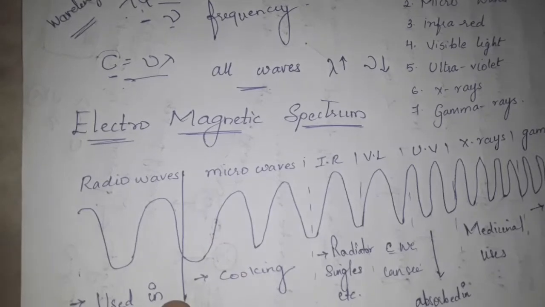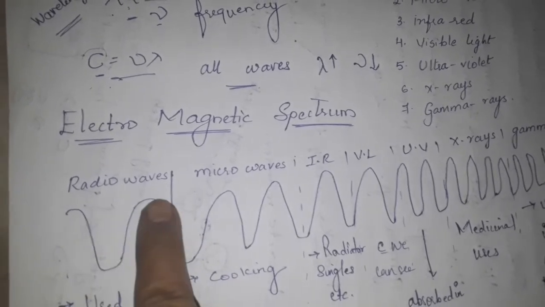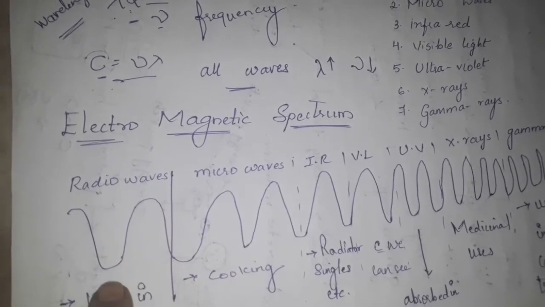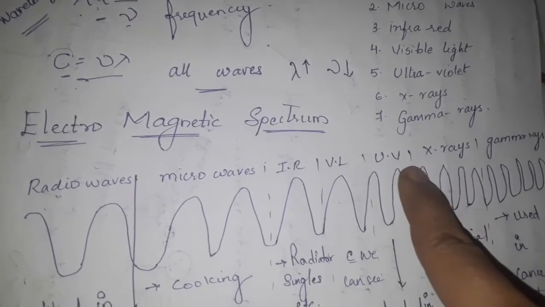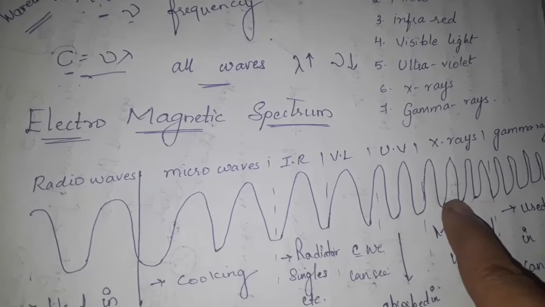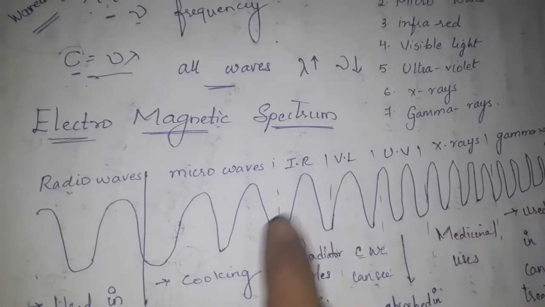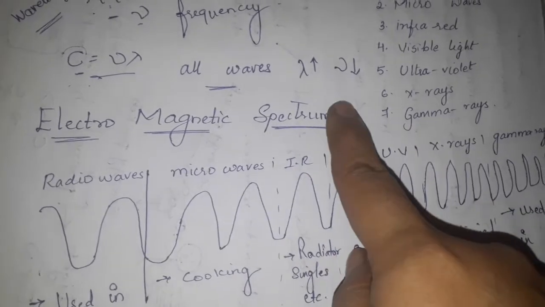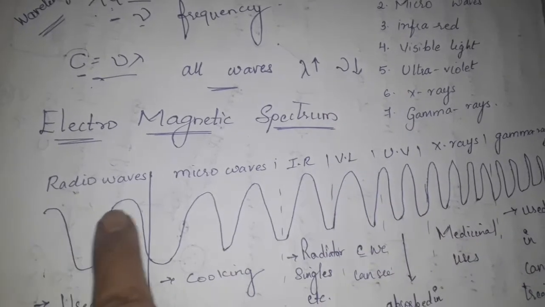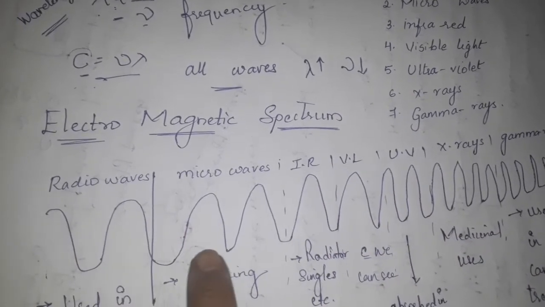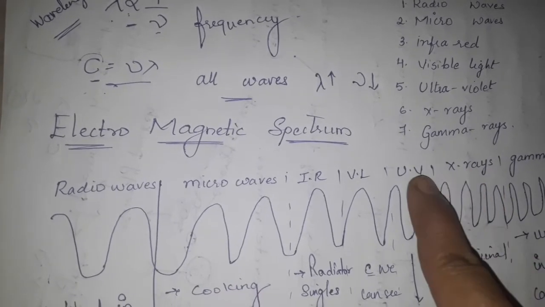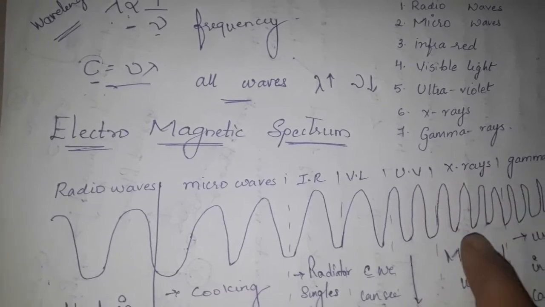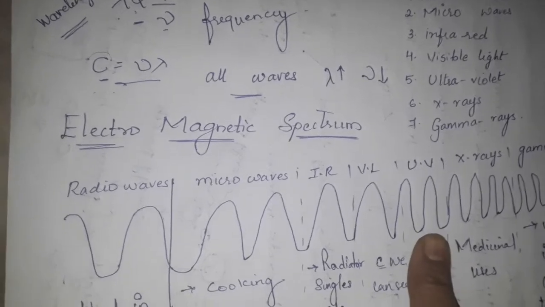Now you can see that here there is more wavelength and less frequency. Here you can see that there is less wavelength and very high frequency. So with this we can say that whenever there is an increase in the wavelength, you will find a decrease in the frequency. Whenever there is an increase in the frequency, there is a decrease in the wavelength.